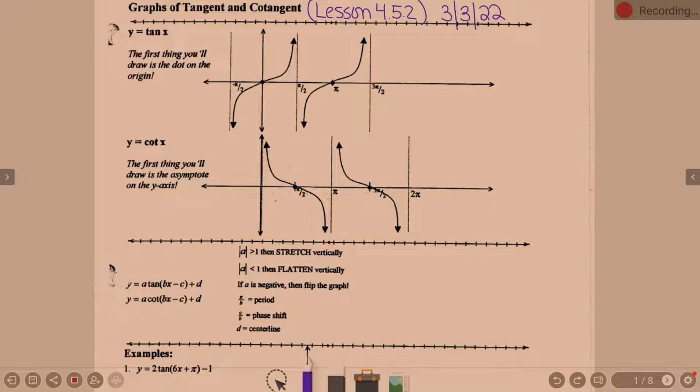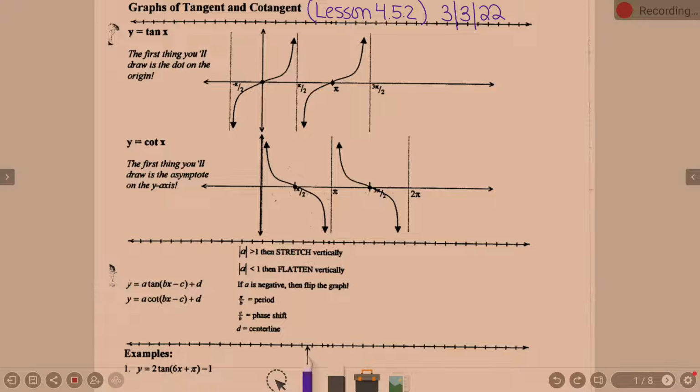If you ask me, they kind of look like the cubic curve, y equals x cubed. They look very similar to y equals x cubed. What I'm actually showing you here is 2 cycles. The one thing I will change up is instead of saying minimum 1 cycle, I'm going to say minimum 2 cycles here. But what is being shown here is 2 cycles. Okay, so tangent. With tangent, the first thing you'll draw is the dot on the origin.